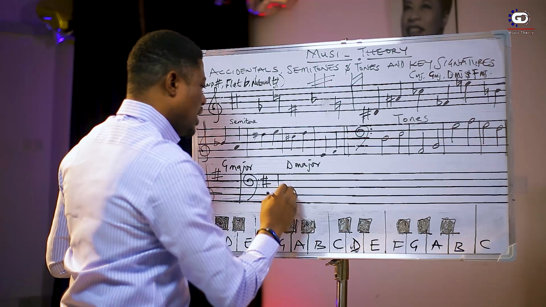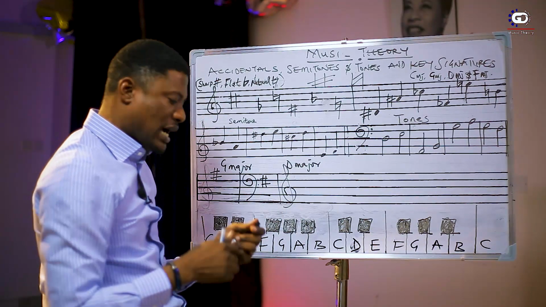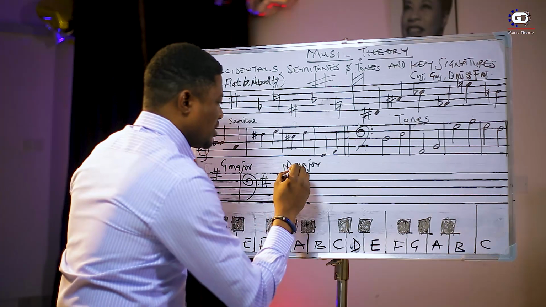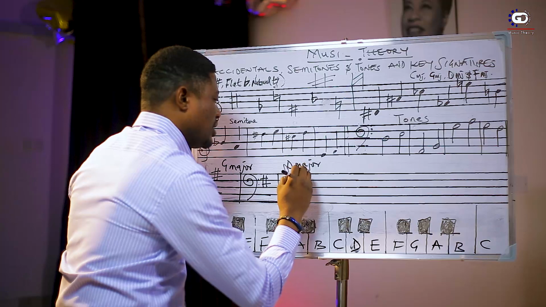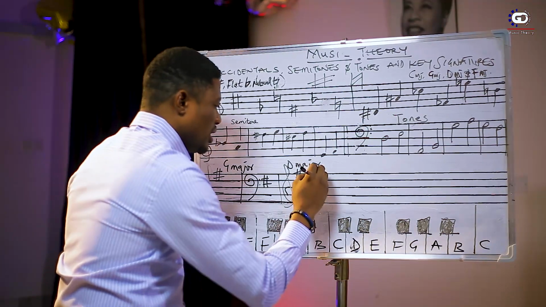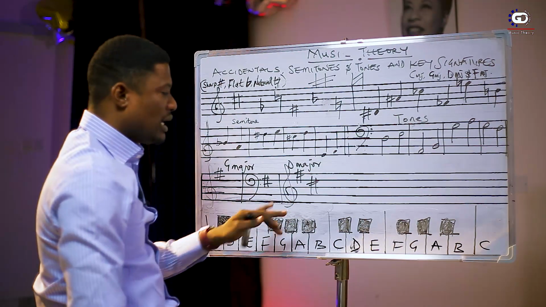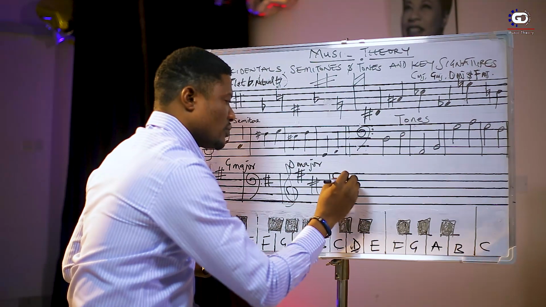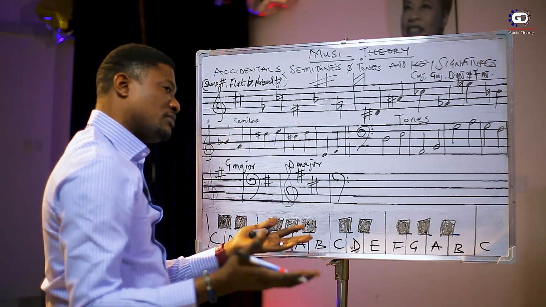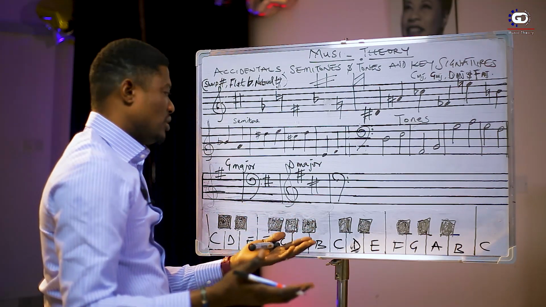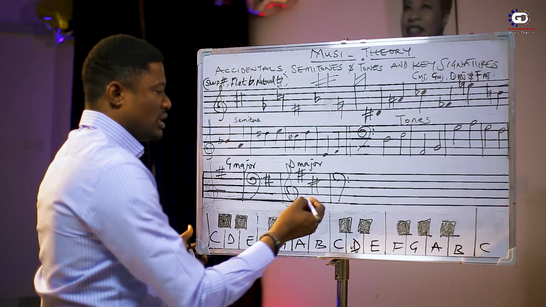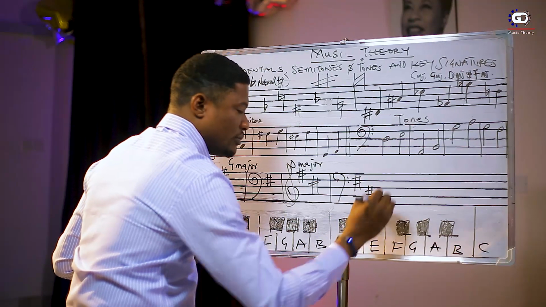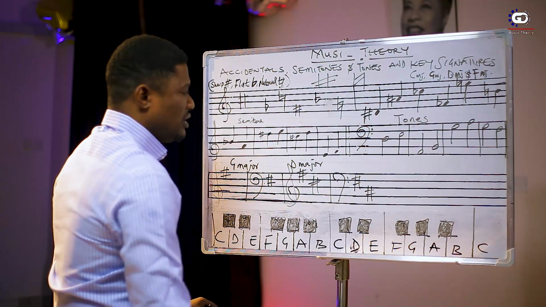D major has 2 sharps as its key signature. Number 1, the existing one, which is F sharp, and the second one is C sharp: F sharp and C sharp. Now the same thing you can do in the bass clef. Maybe your instrument is played with the bass clef or the treble clef, you have to get the understanding. So F sharp, C sharp, right? That's your D major scale.